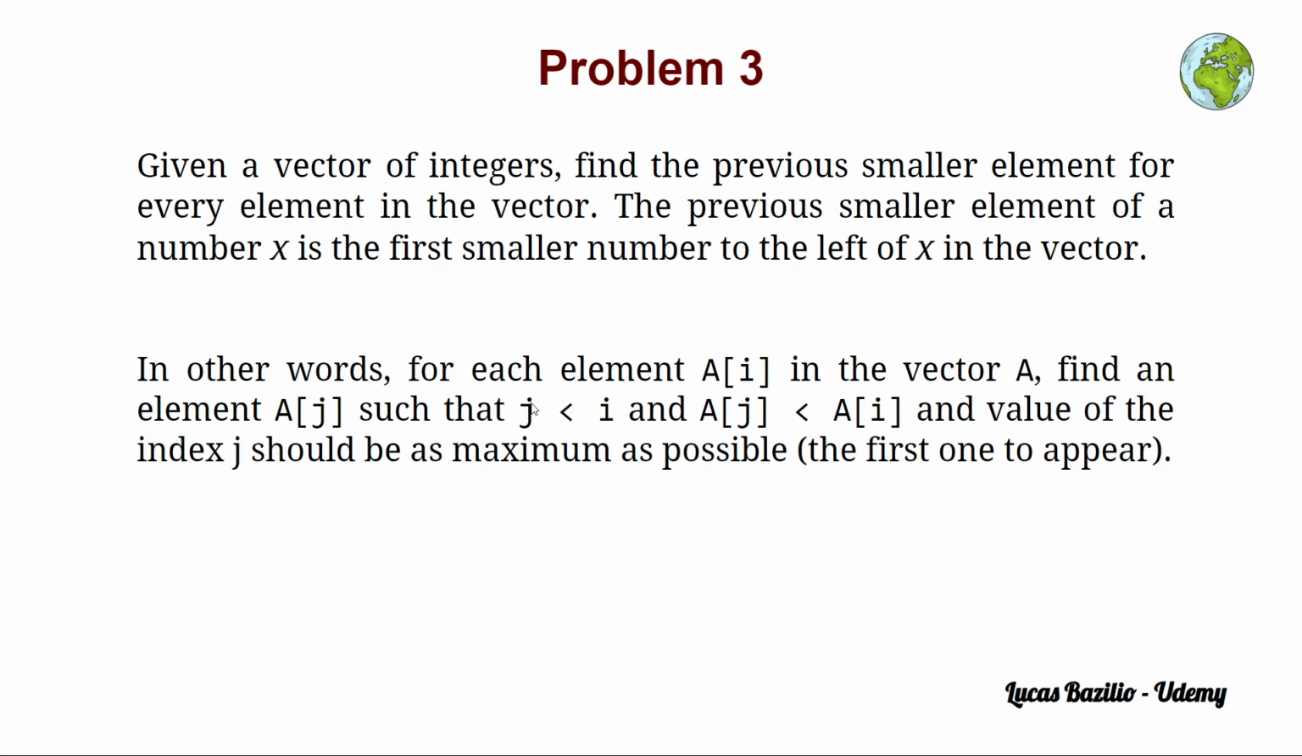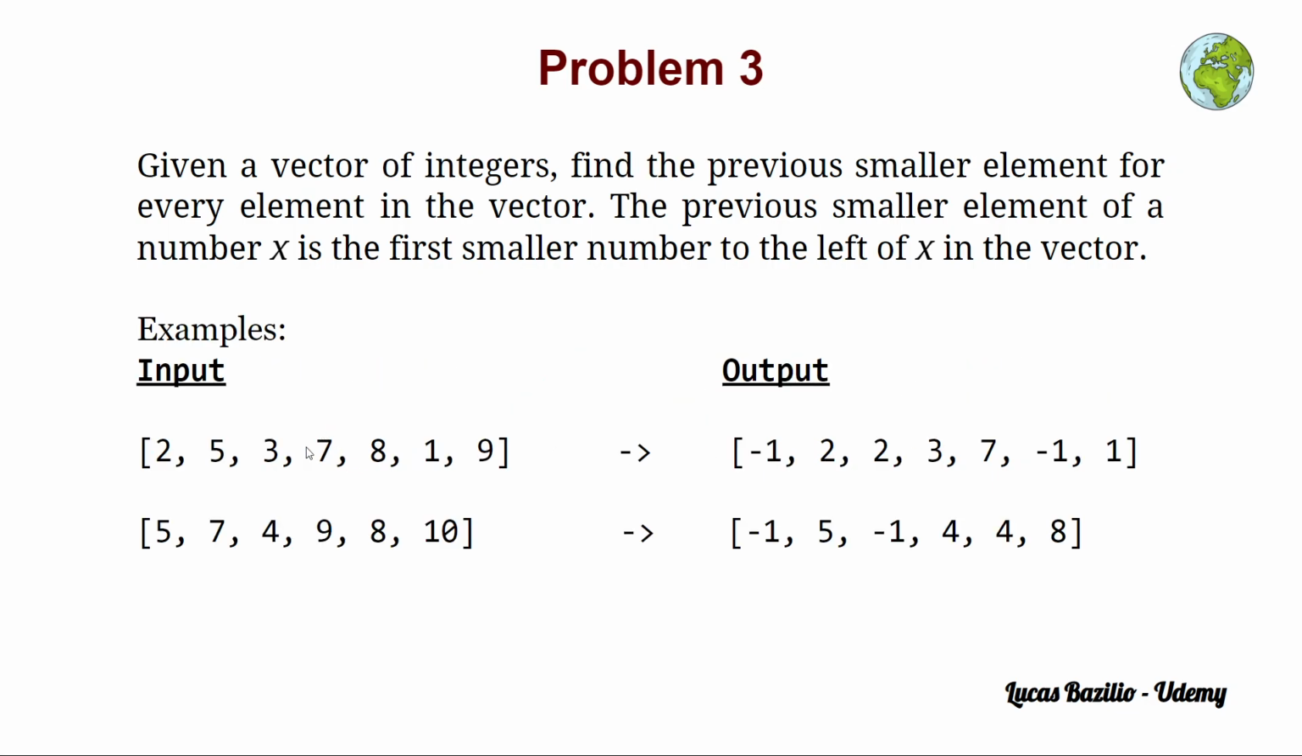So in other words, for each element in the vector, we need to find a given element with an index less than the index that we are studying, so it is on the left, and also the index should be as high as possible. This means to be as right as possible, being on the left of this element, so the first one to appear. That's why here, when we are at 7, we see that all these 3 are smaller, but we need to pick the index j that is as high as possible.